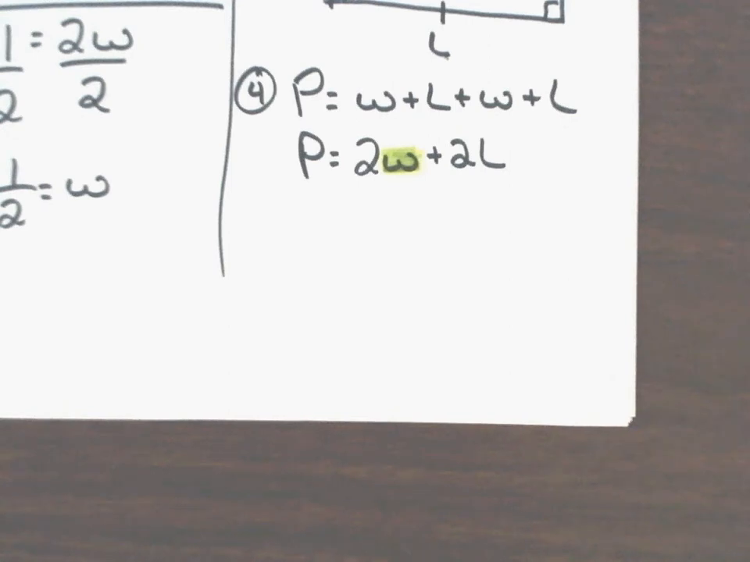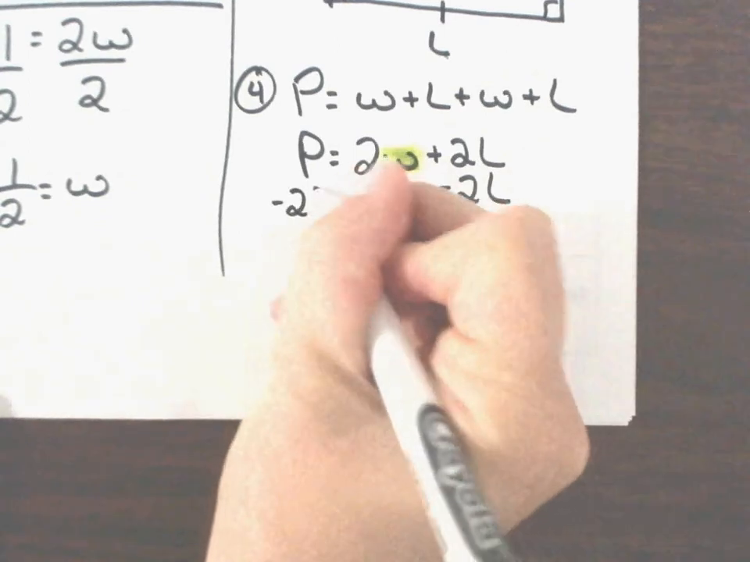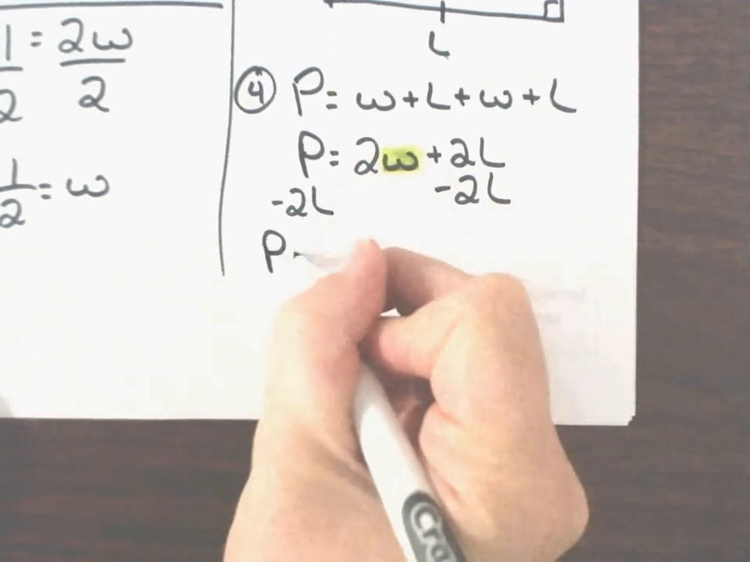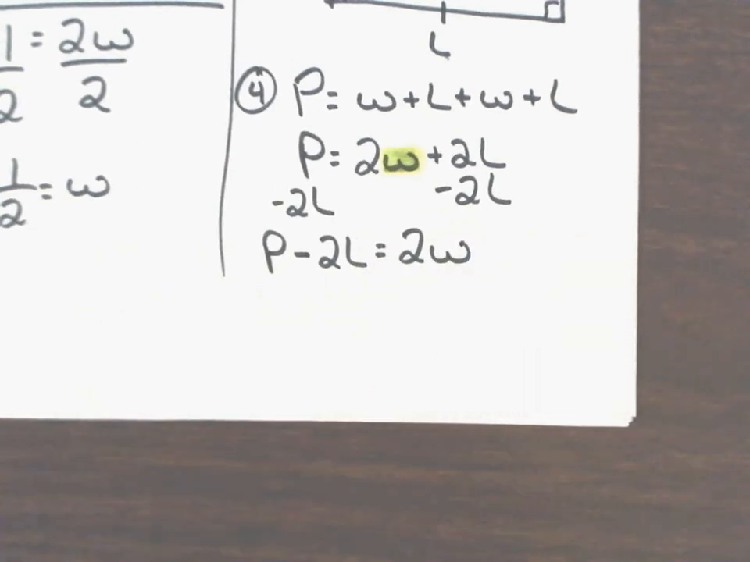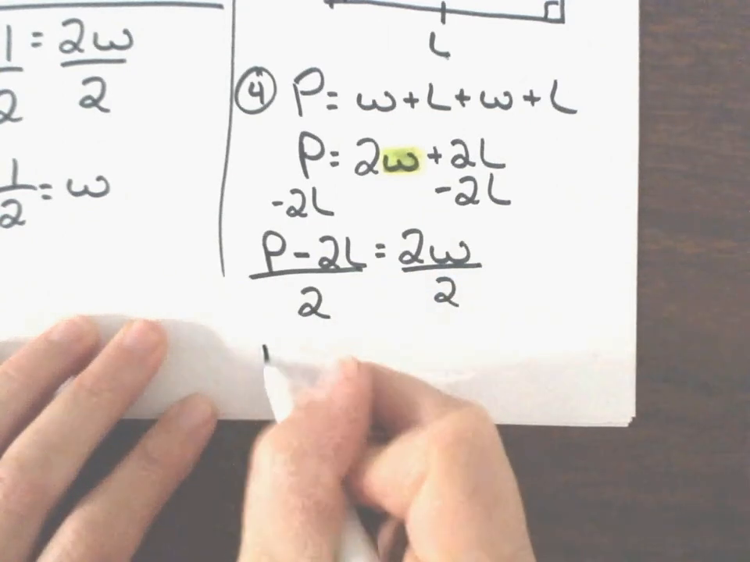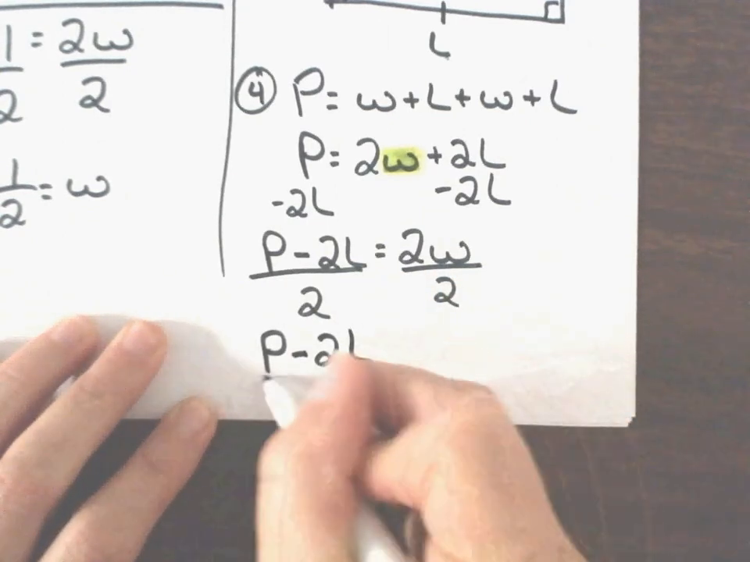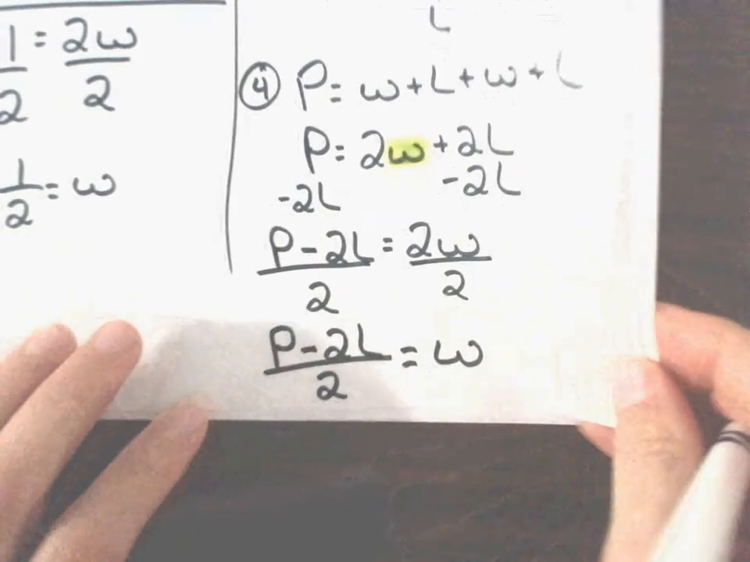What are we going to need to do? Subtract the L term. So we're going to subtract 2L. So I'm going to get P minus 2L equals 2W. We need to get W by itself, so you have to divide by 2. Yes, very good. So we'll have P minus 2L divided by 2 equals W.